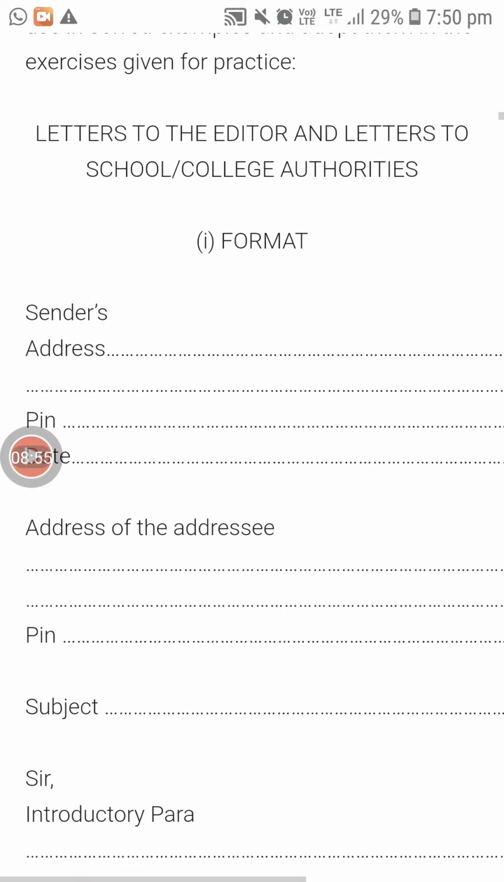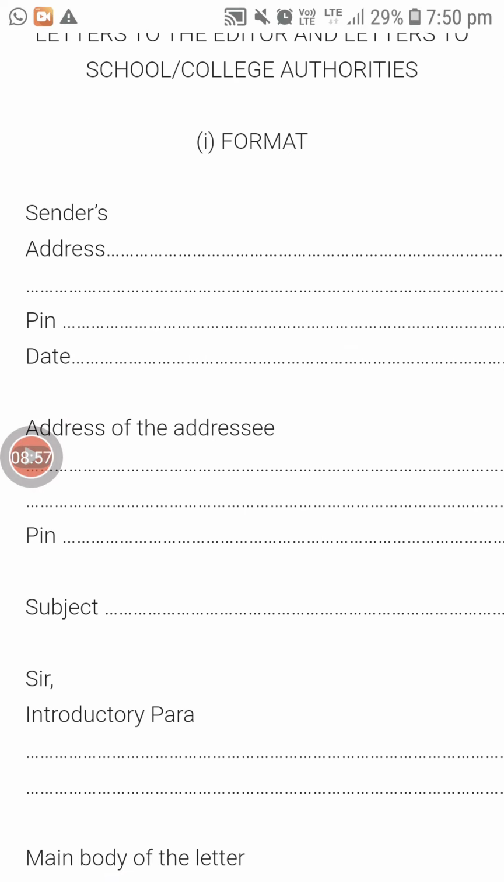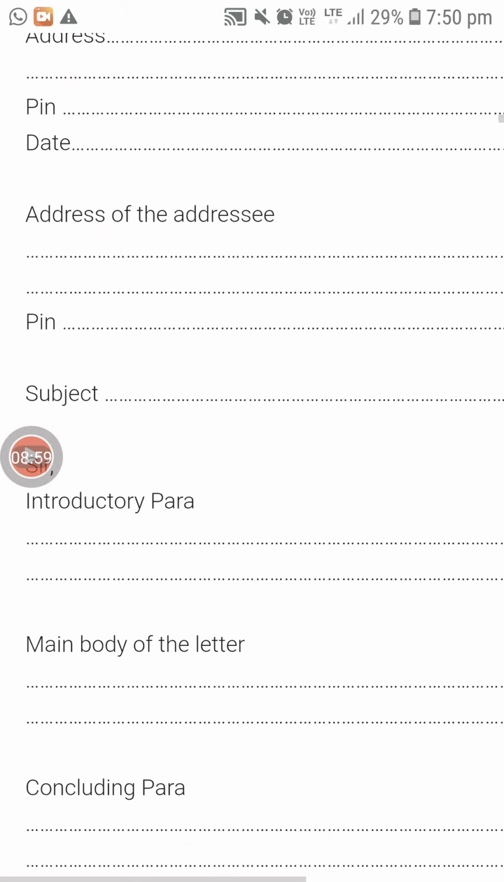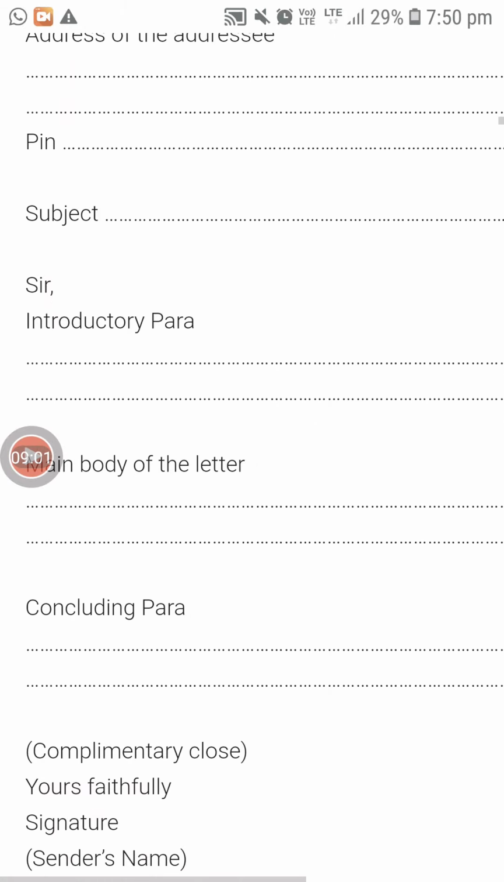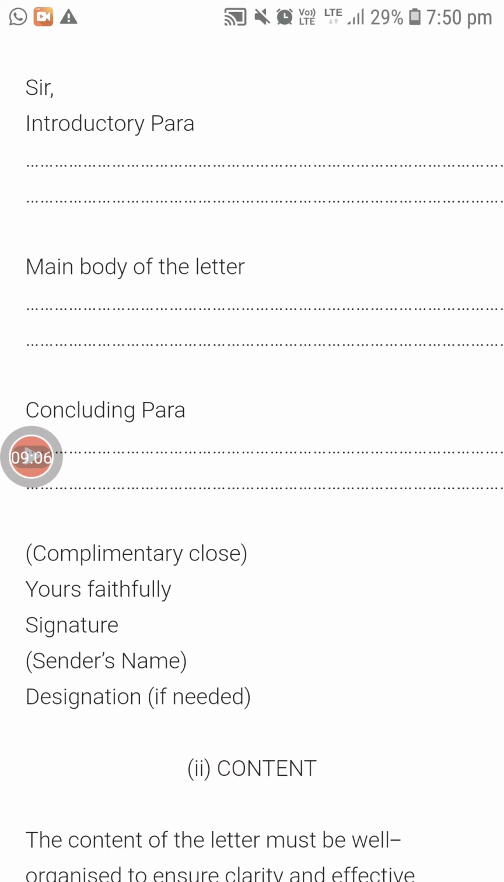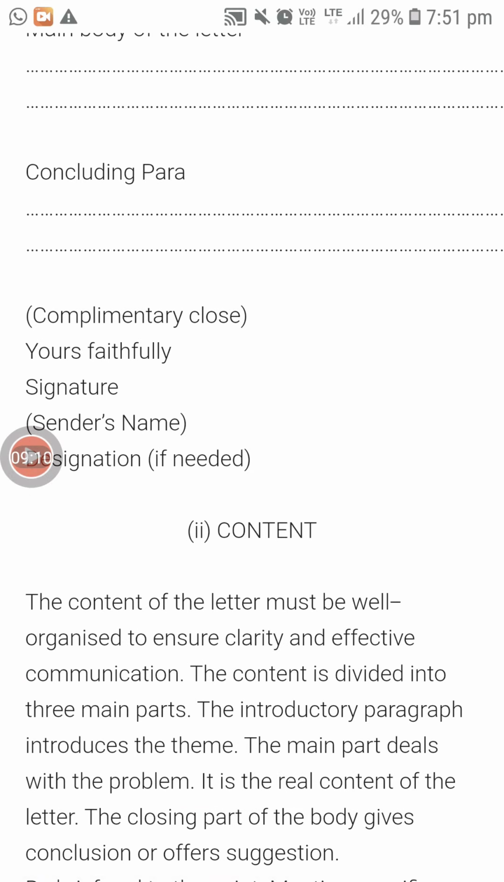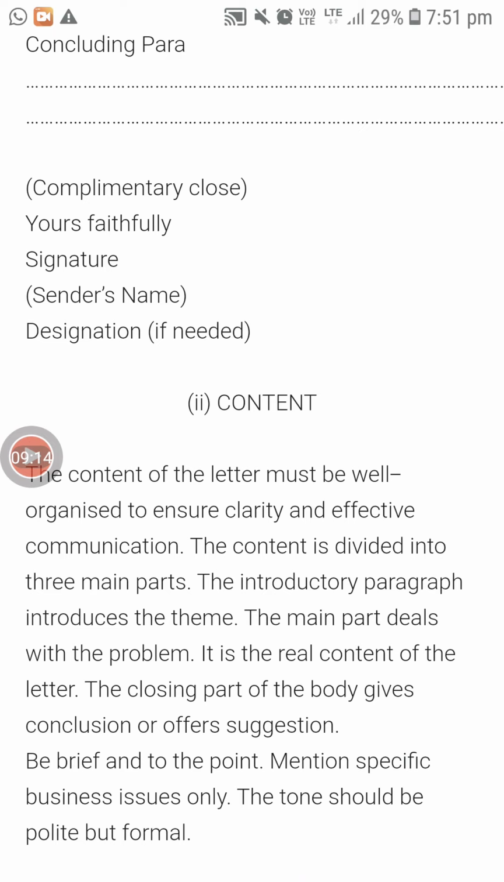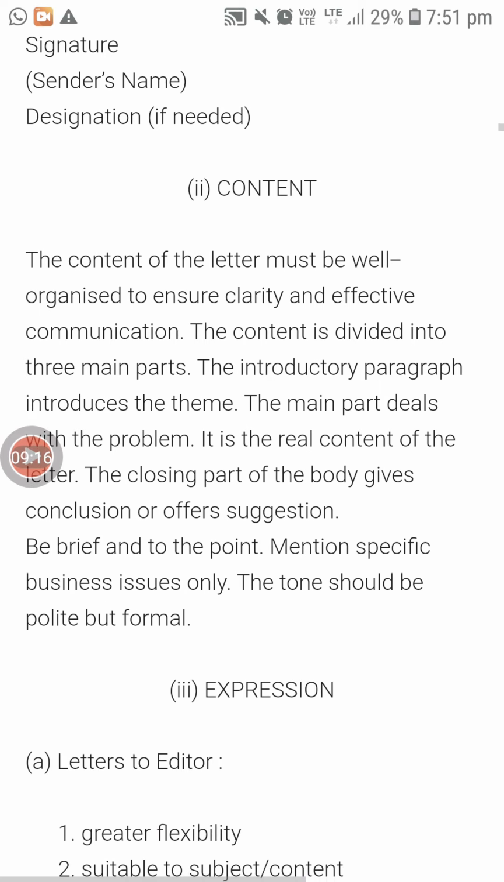And here is the complete format. See this: sender's address, date, receiver's address, subject. Then we have salutation, then the three parts of the letter body, and then the complete closure. And then the signature, that is designation if needed.